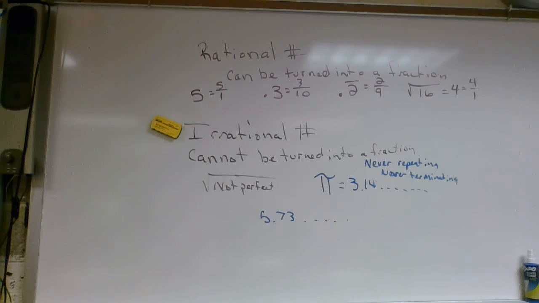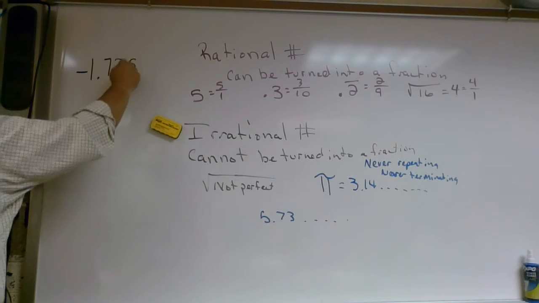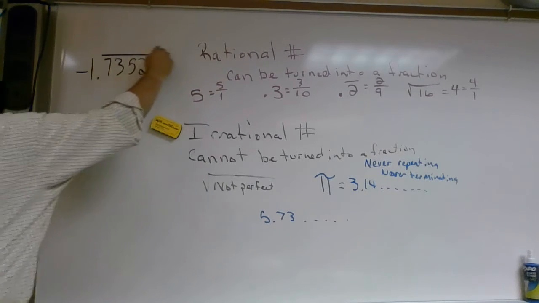So any of those examples up on the board right now are irrational: non-perfect square roots, pi, and a decimal that they give you that just goes on and on. Now, if I give you a repeating decimal, let me give you an example, see if you can answer. Here is my problem. What if I have negative 1.73524 repeating?